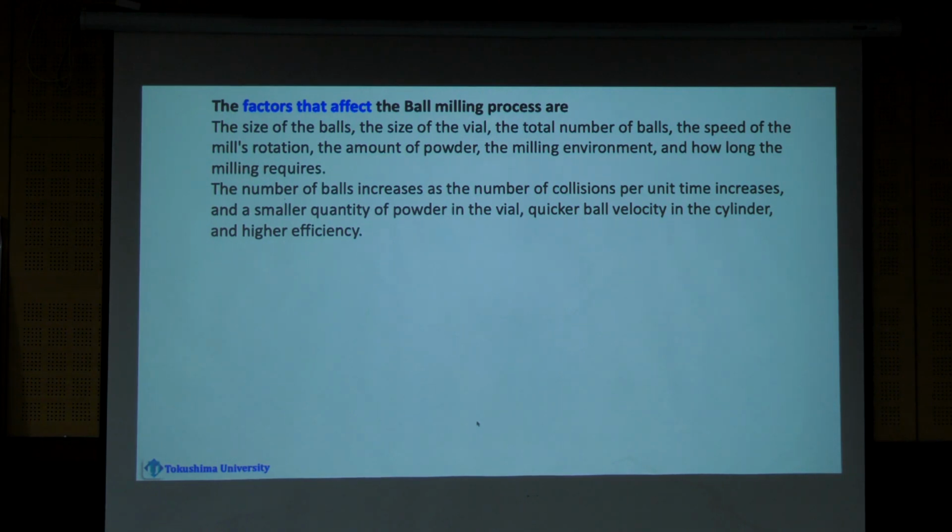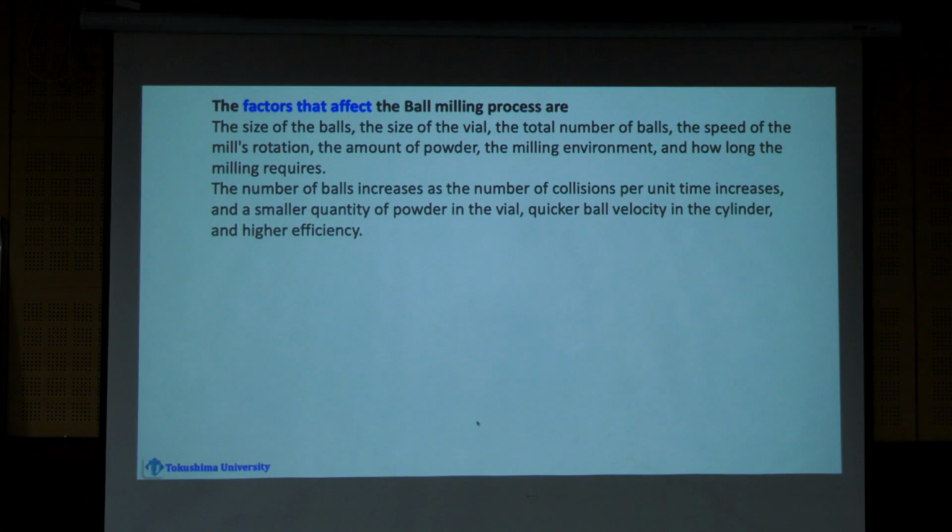Amount of powder, bulk material, how much bulk material you took. If the ball is more and material is less, you will get more fine nanostructure. If the ball is less and material is high, you will not get the smaller structure. Milling environment, whether you are increasing temperature or doing the reaction at room temperature.